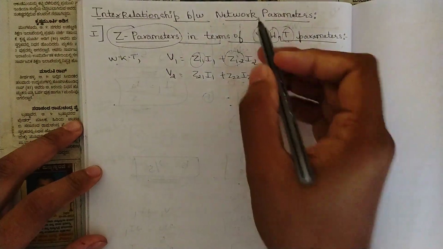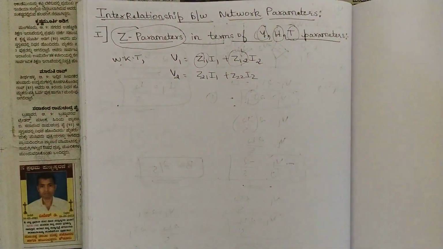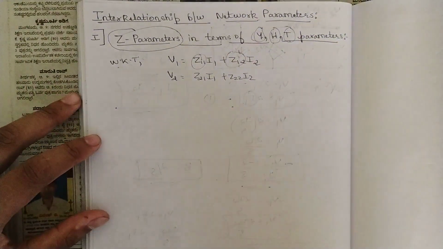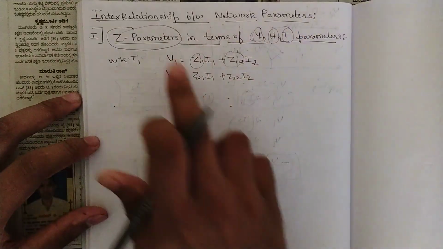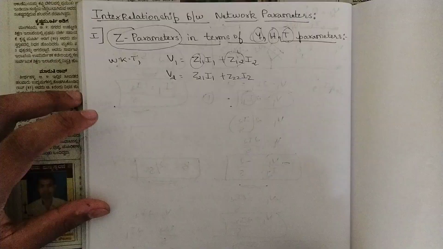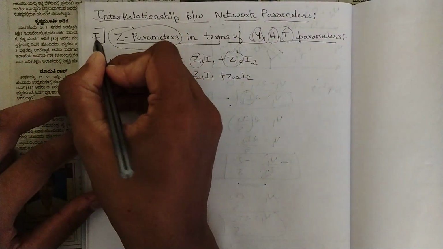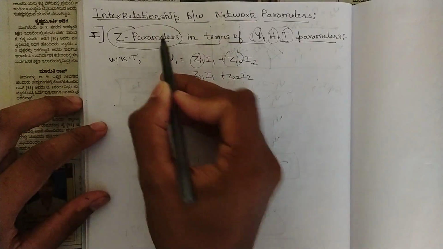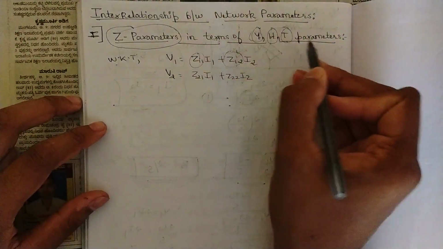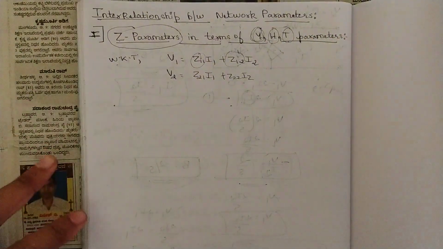In the second session I am going to discuss Y parameters in terms of all the other 3, and so on for all the 4 parameters. Those who have not seen my previous videos of solved problems related to these 4 parameters, please go and see them. Now, without wasting much time, let us start. First is Z parameters in terms of the other 3 parameters, that is Y, H and T parameters. One by one we are going to discuss.